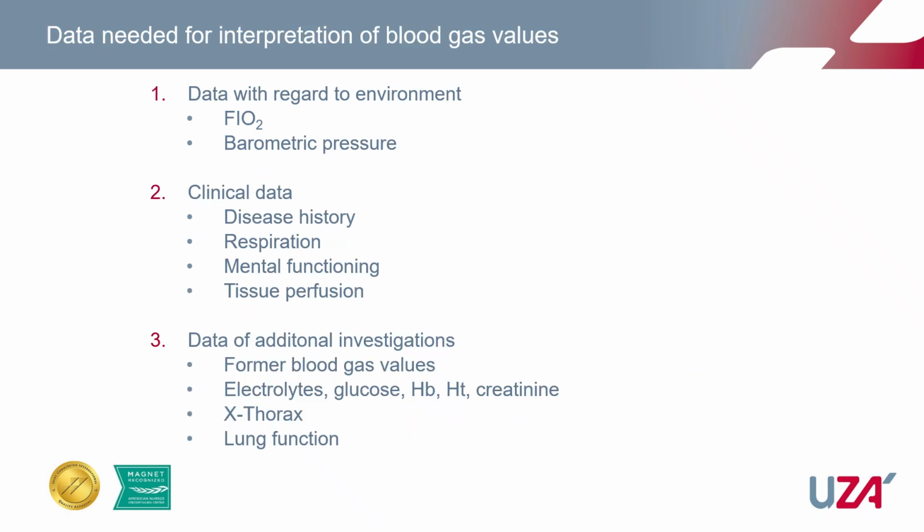For the correct interpretation of blood gas values, we need several other data. First of all, data with regard to environment, like the FiO2. Did the patient get oxygen, and if so, how much, and what was the barometric pressure? Second, the clinical data which may be useful, like disease history or respiratory function, also mental functioning and tissue perfusion. And finally, data of additional investigations like former blood gas values, electrolytes, glucose, hemoglobin, hematocrit, creatinine, a X-ray of the thorax, and lung function investigations.